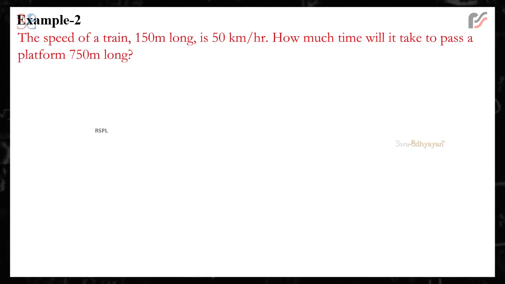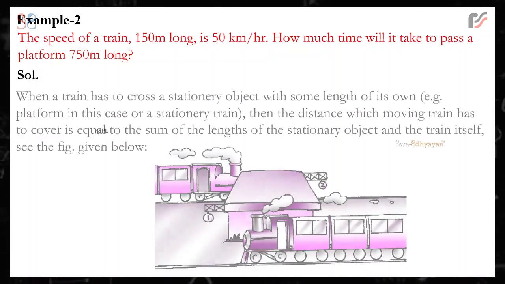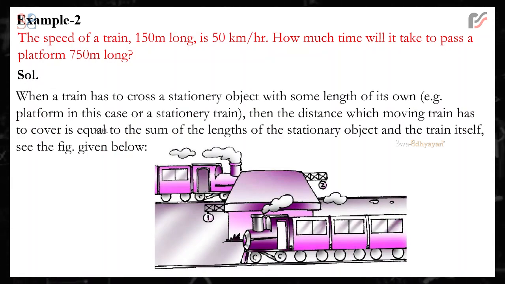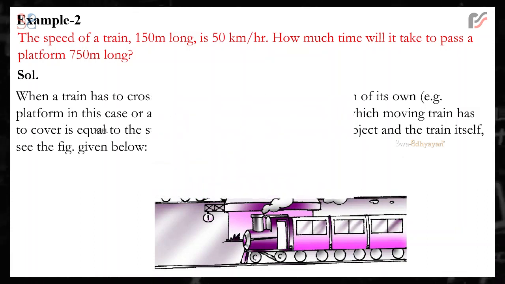Example 2. The speed of a train 150 meters long is 50 kilometers per hour. How much time will it take to pass a platform 750 meters long? Solution. When a train has to cross a stationary object with some length of its own, for example a platform in this case or a stationary train, then the distance which the moving train has to cover is equal to the sum of the lengths of the stationary object and the train itself. See the figure given below.